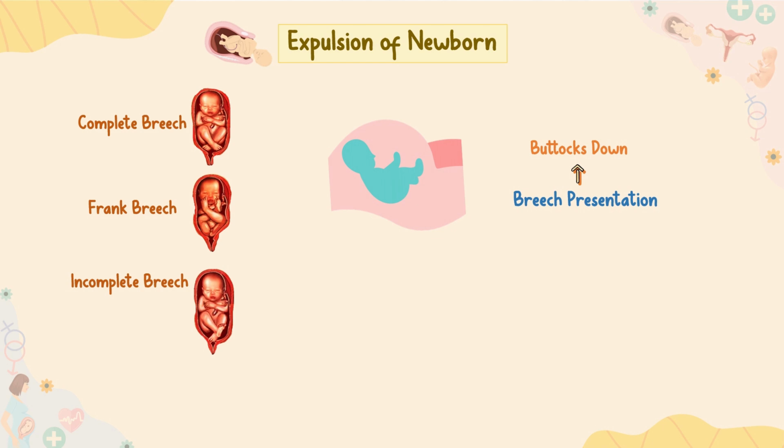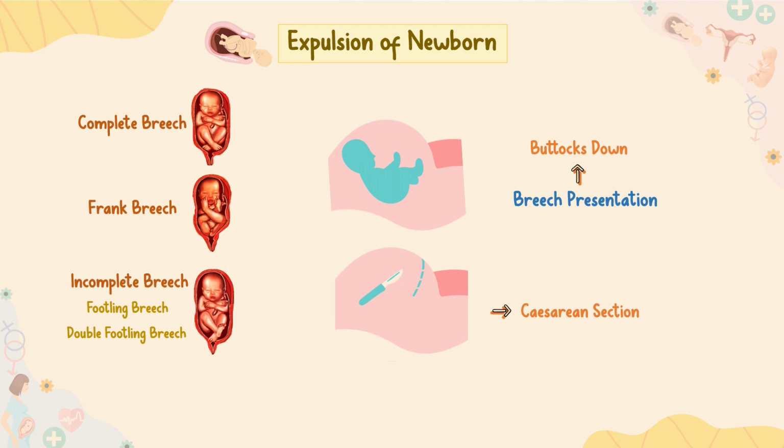And the incomplete breech, which can have any combination of one or both hips extended. When one leg is extended, it is known as footling breech, while if both legs are extended, it is referred to as double footling breech. Most breech births are nowadays done by caesarean section.